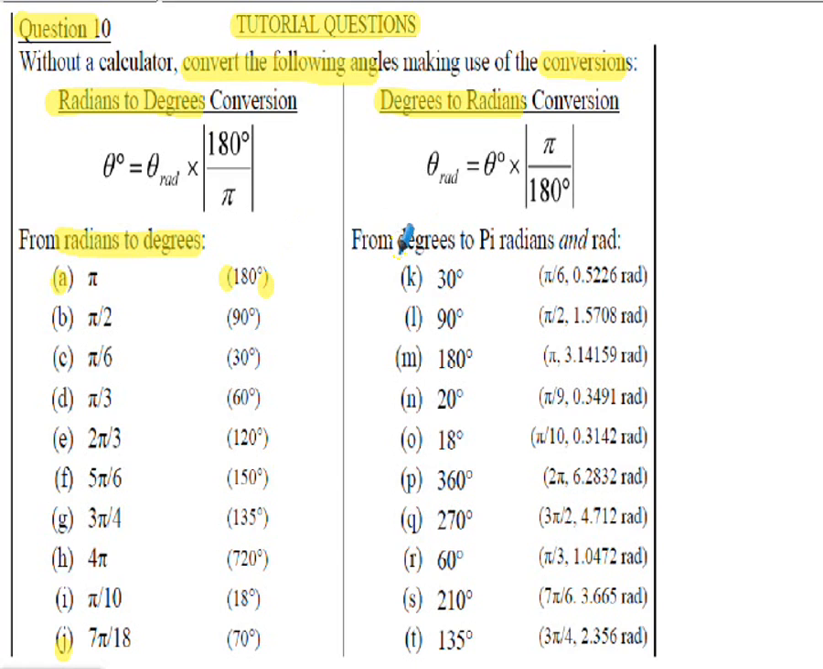And in the right hand column here, we're asked to convert the angles in degrees to pi radians and radians. So there will be two answers for questions K through to T. The first answer in the brackets is the pi radians, and the second answer is the decimal radians. Don't forget pi divided by 6 is equal to 0.5236, but the pi radians are the exact answer and the decimals are effectively approximations. I would encourage you to stop the presentation and attempt question 10.